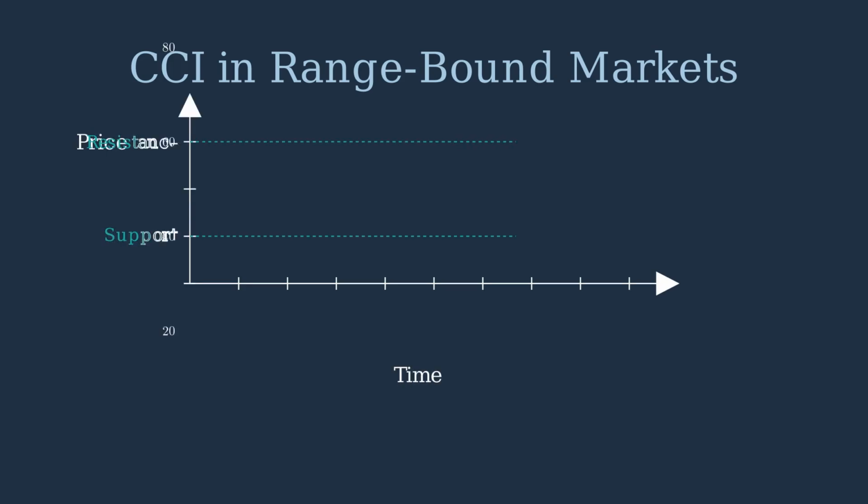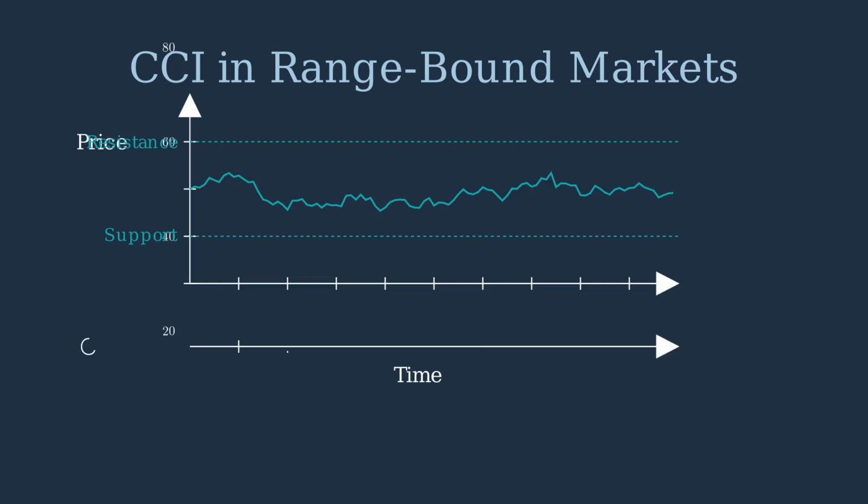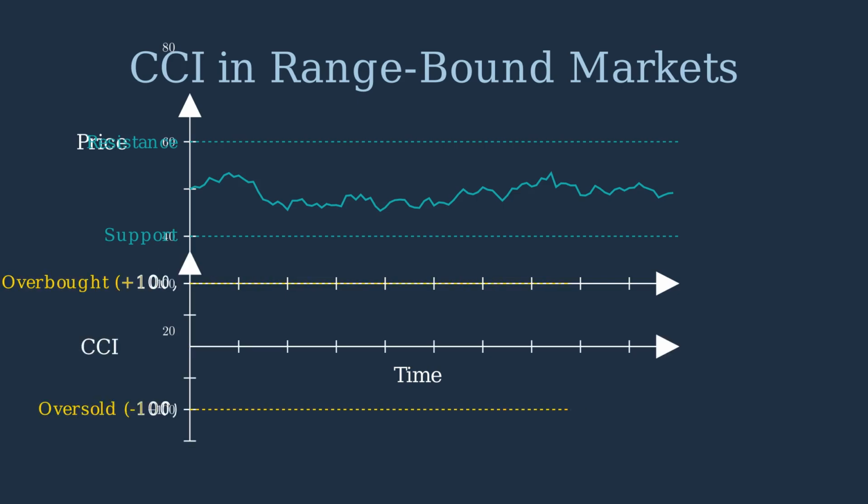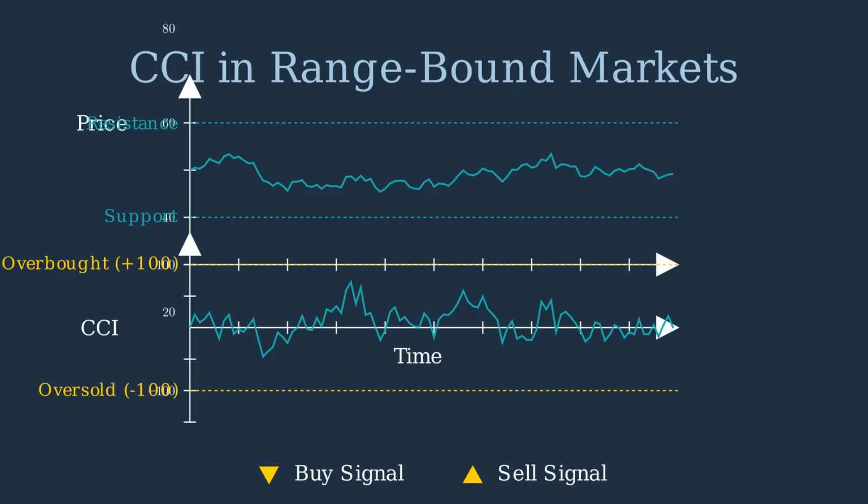In range-bound markets, the commodity channel index behaves differently than in trending markets. A range-bound market is characterized by prices moving sideways between established support and resistance levels. When markets are range-bound, the CCI oscillator tends to fluctuate more frequently between overbought and oversold levels. This creates an opportunity for traders to implement a mean reversion strategy, buying when the market is oversold and selling when it's overbought. The mean reversion strategy for CCI in range-bound markets consists of four key components.